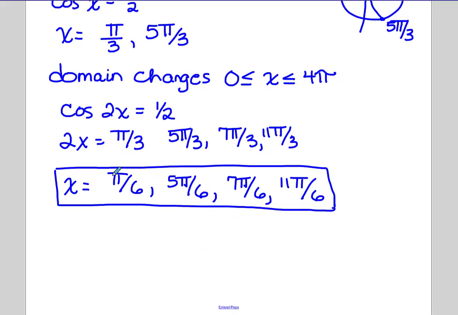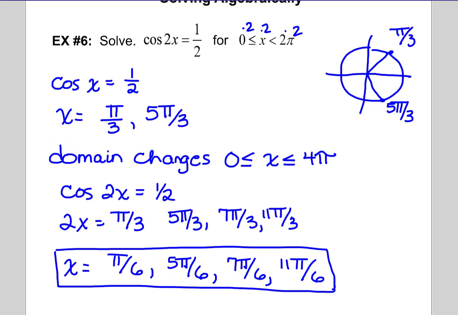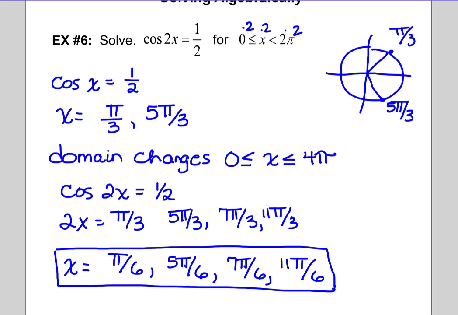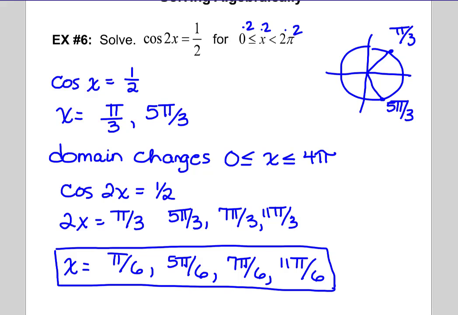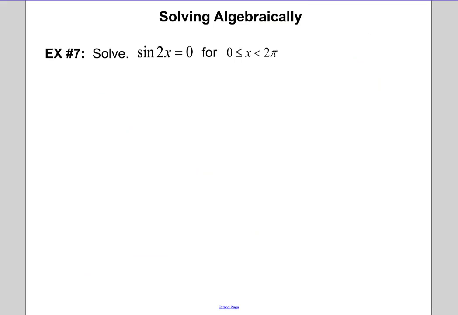And I'm not going to do it here, but you might want to stop the video and check the graph for cosine 2x on your calculator and 1/2 on your calculator, and graph those two and notice that it crosses in 4 locations. So example 7, you could try this one on your own and then turn the video back on to see if you come up with the same answers I do.